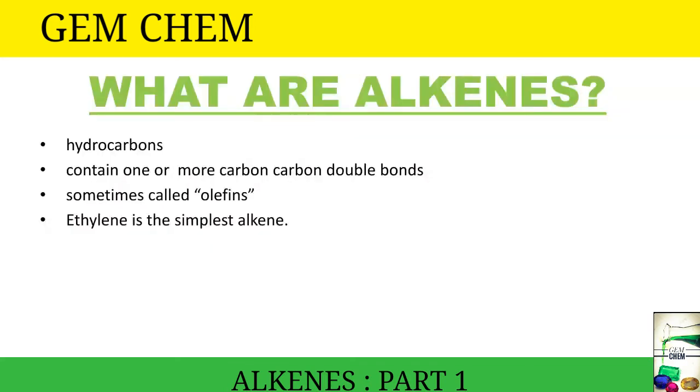Now let us start. What are alkenes? We already know alkenes are hydrocarbons and they contain one or more carbon-carbon double bonds, sometimes called olefins, and ethylene is the simplest alkene. Now what is ethylene?